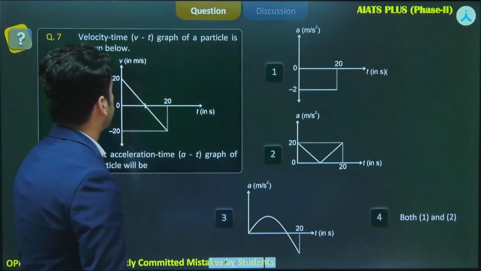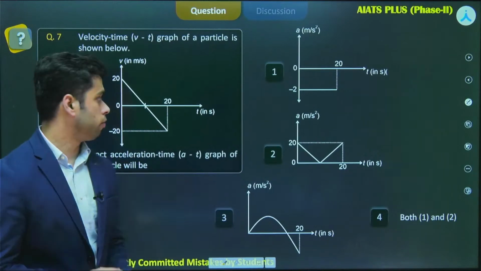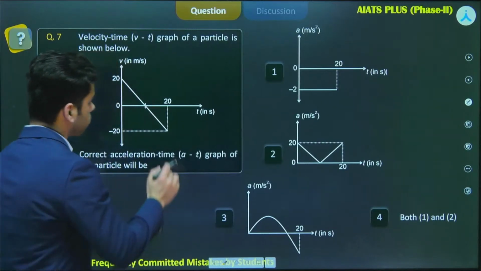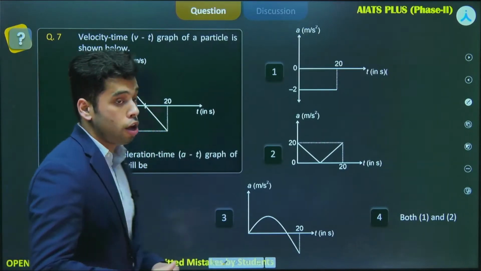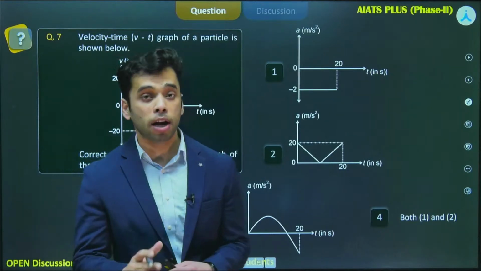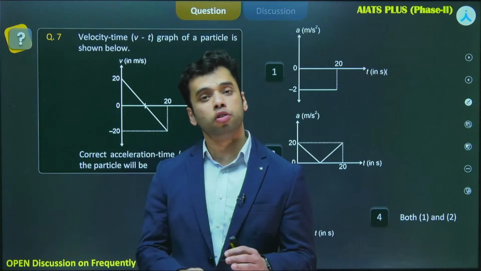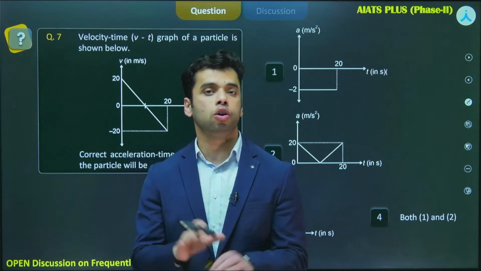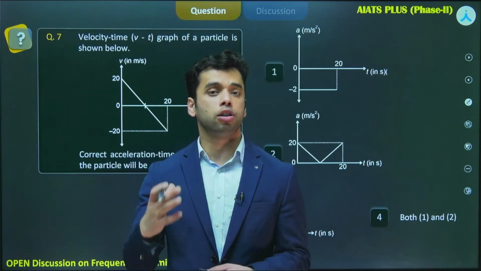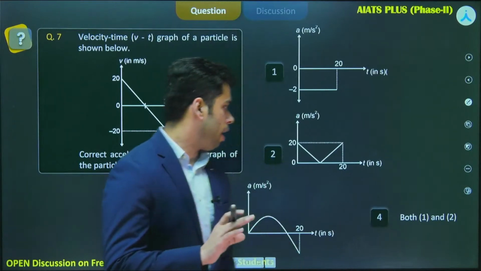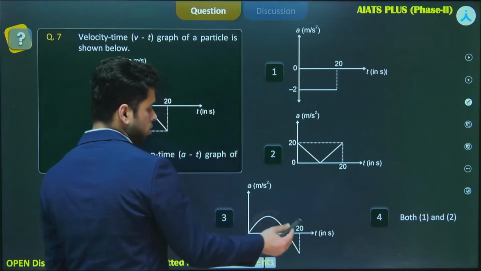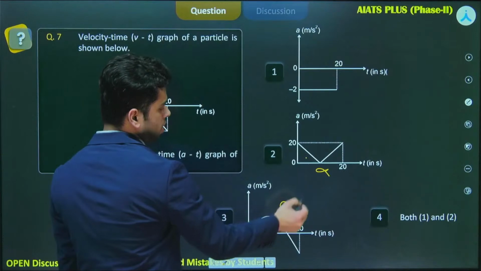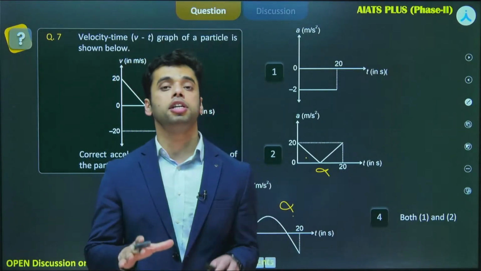Now let's head back to the problem. It says that you need to find the acceleration time curve. Now I can see that the variation of velocity with time is a straight line, which means that the slope is going to remain constant. So the first point of conclusion is that the slope is going to remain constant, which means the acceleration is going to remain constant. If I look at the options, this one is wrong. This one is also wrong, because in both of these, acceleration is varying. So acceleration needs to remain constant.